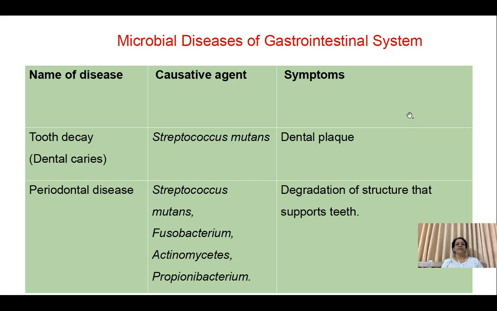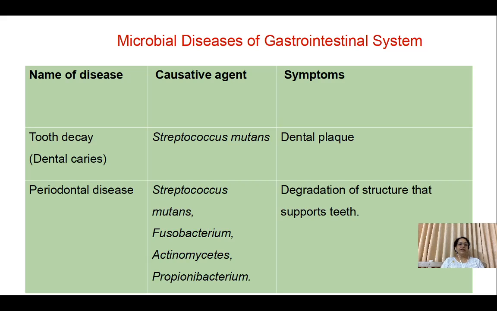Now we'll see various diseases of the gastrointestinal system. Here, the first infection is dental caries or tooth decay caused by Streptococcus mutans. This organism is a normal commensal of the gastrointestinal tract, but it acts as an opportunistic pathogen. And here the symptom is dental plaque.